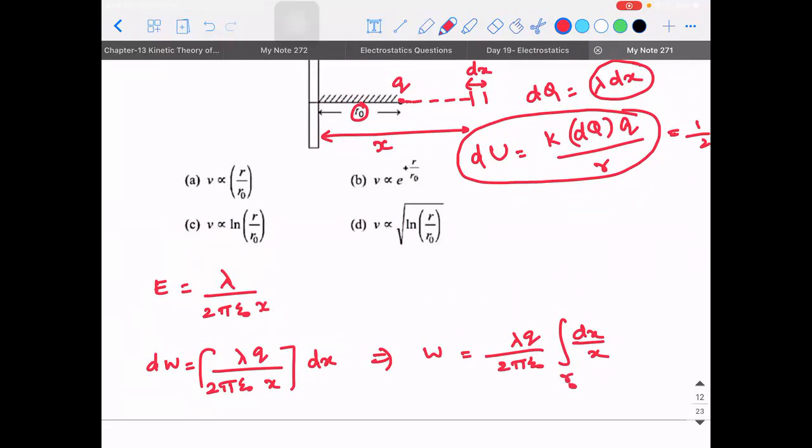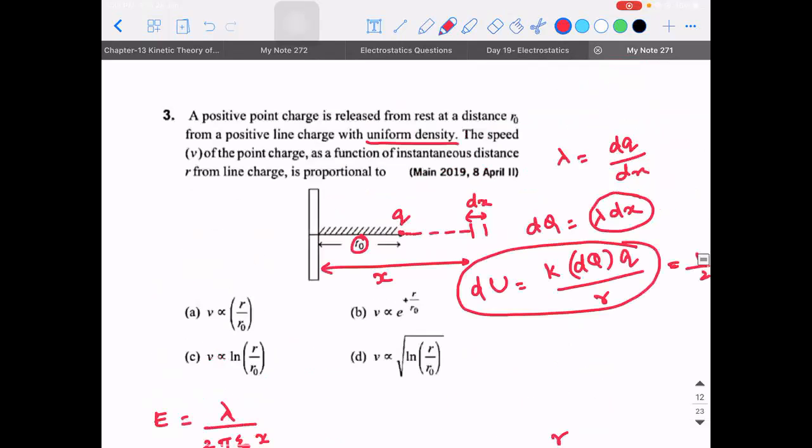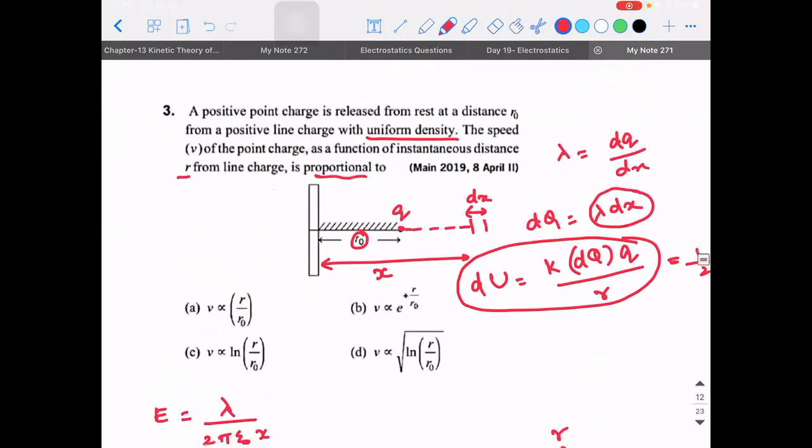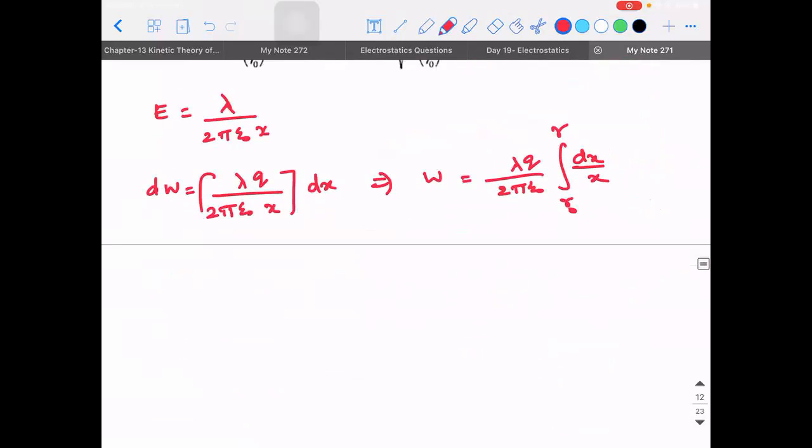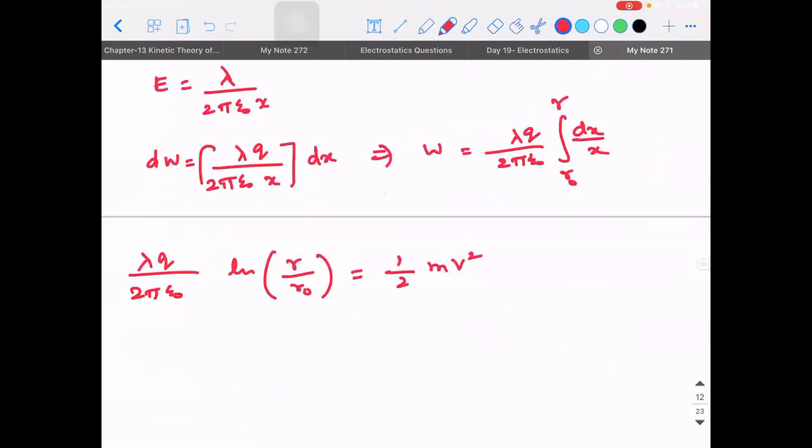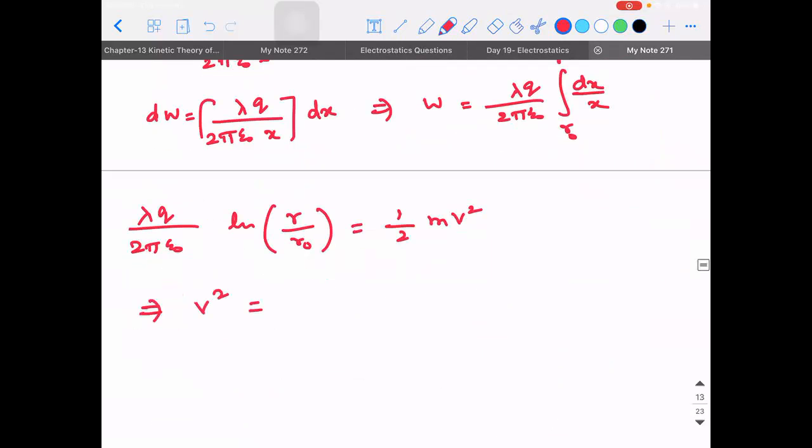It is r naught, and as it keeps increasing to some random distance r, this is going to be the expression. So lambda q divided by 2 pi epsilon naught into ln of r divided by r naught is equal to the change in kinetic energy, half mv square, which implies v square is equal to, and 2 will get cancelled, lambda into q divided by pi epsilon naught m into ln of r divided by r naught.